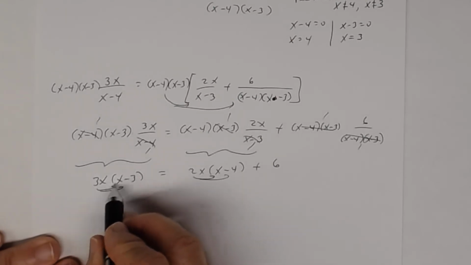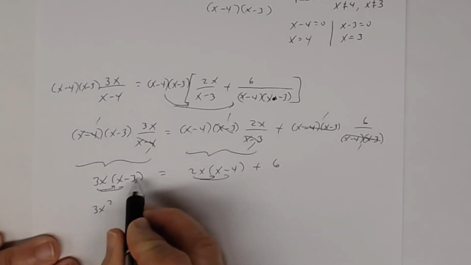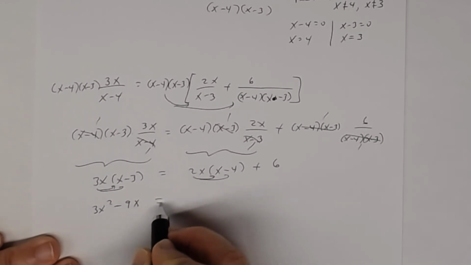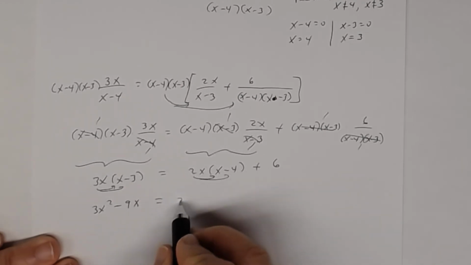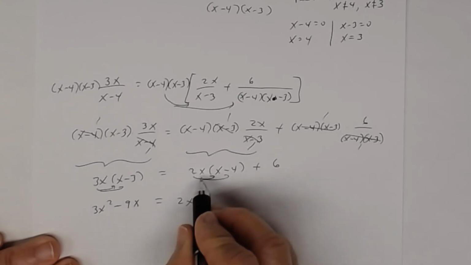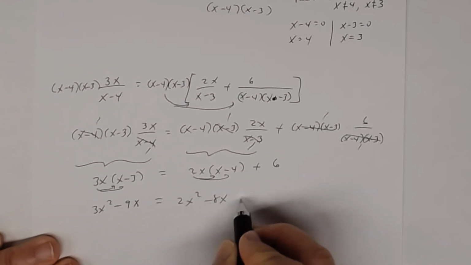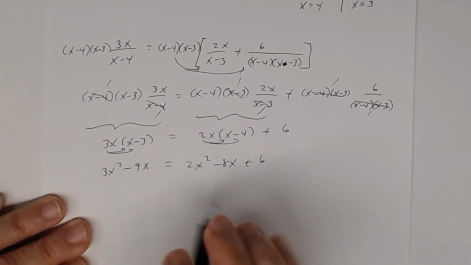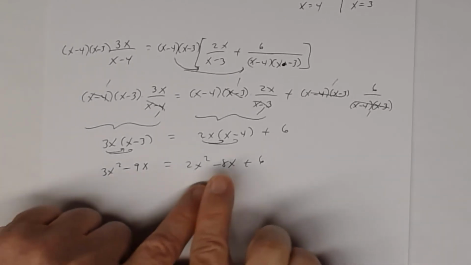So I have 3x times x is 3x squared. 3x times a negative 3 is a negative 9x equal. 2x times x is 2x squared. 2x times a negative 4 is a negative 8x. And then plus 6, right? Okay, so the next step is to combine like terms, which I cannot.